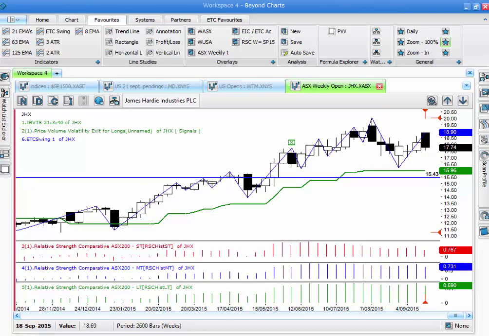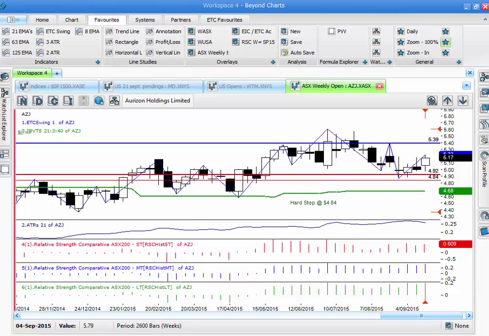James Hardie, interesting candle last week, opening up on its highs and closing down low. Certainly 3 ATR, from a behavioural aspect, has allowed the stock to move upwards, back down, upwards, back down. So if the market continues to like it, then it's certainly been given every opportunity to move in the right direction.